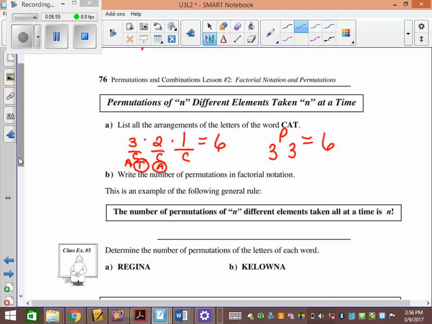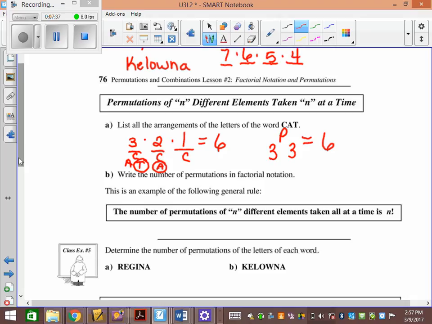You could. Yeah, for this one it is because it goes down to 1. What happens though when I had like the word, what was one of the words we've used recently? Kelowna. So say we used Kelowna, but we were making 4-letter words instead. Okay? So we have 4 blanks. We have 7 letters for Kelowna, right? So we'd have 7, 6, 5, 4.